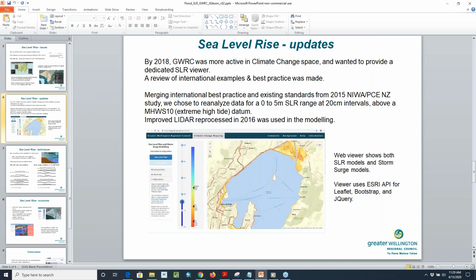The image here shows the web viewer that we used to display the resulting data. There is a toggle button on the left-hand side, which allows the viewer to toggle between sea level rise under calm sea conditions against storm surge, which combines the effect of sea level rise with storm surge, which is what happens when low atmospheric pressure and onshore winds cause abnormally high tides to occur along the coast.